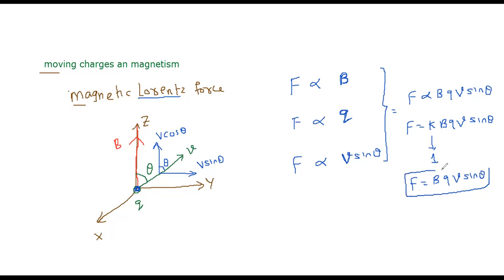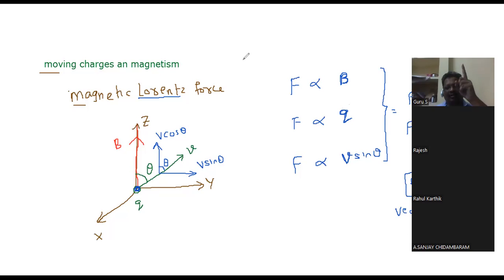This is the magnetic Lorentz force. If you want to write this in vector form, F vector equals Q times V cross B. I hope all of you remember Fleming's left hand rule. This finger is the magnetic field finger, this is the charge finger, this is the force finger. Father, mother, child: Father is F for force, Mother is M for magnetic field, Child is C for current or charge.